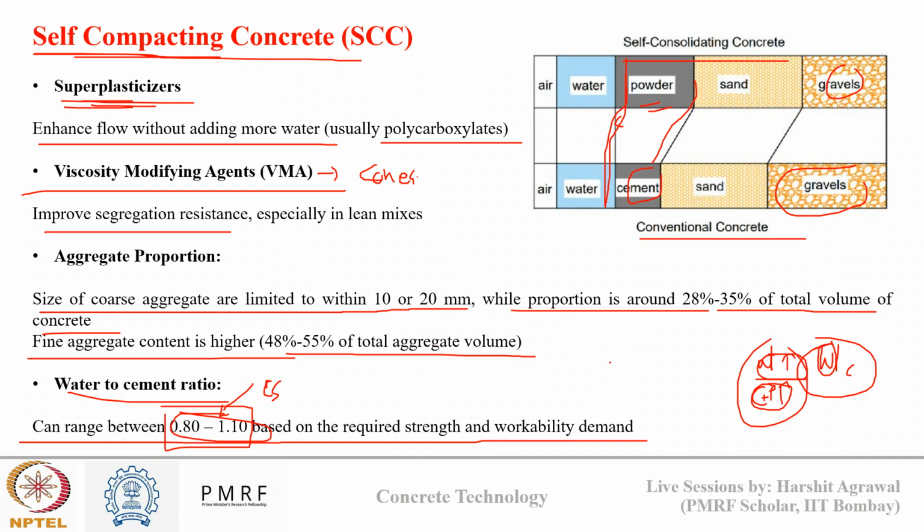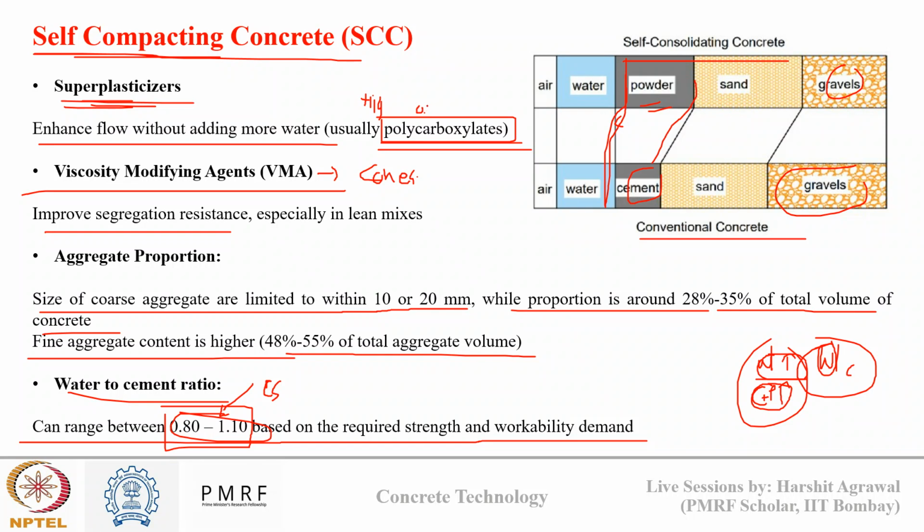So what kind of admixture can you use for this SCC then? Very high range water reducing admixtures, third generation and fourth generation superplasticizers. If you go back to the discussion that we had earlier, there are normal range water reducers and there are high range water reducers. That high range water reducer we can use when we are talking about SCC, because it can increase the flowability even at a lower dosage.